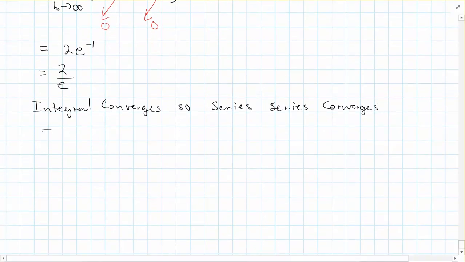So again, what we're basically stating is that this series of k over e to the k converges. Again, note that I'm just saying it converges. I'm not saying anything about what it converges to.